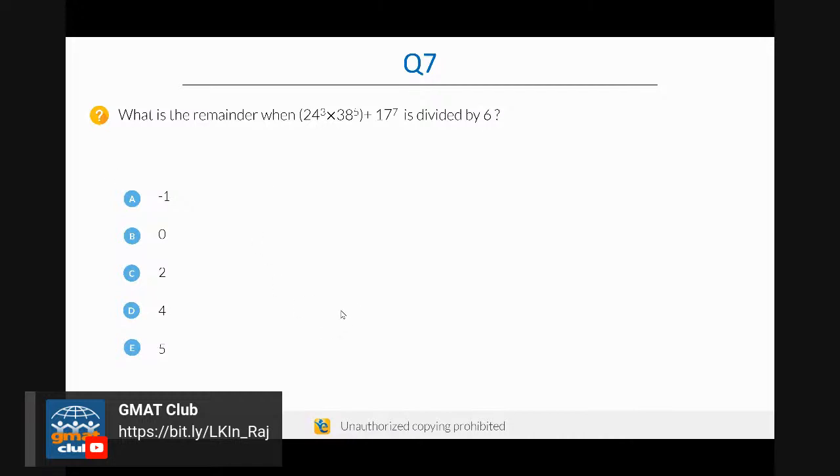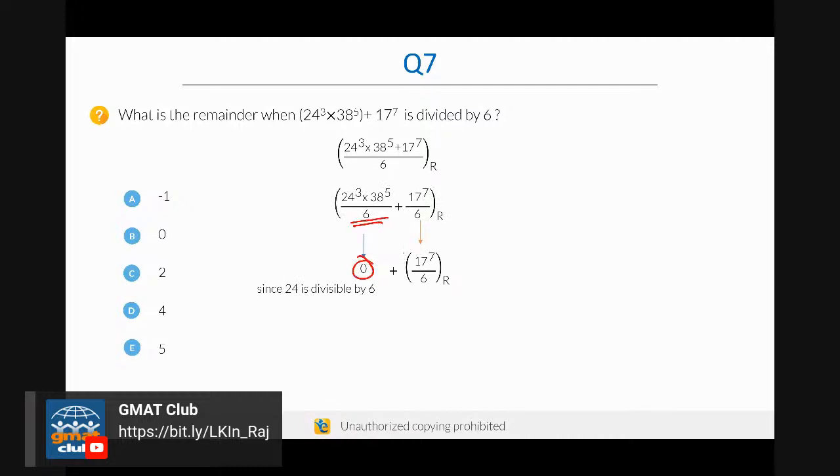Okay. So again, very similar, the same expression. What's the remainder when this complex looking expression is divided by 6? Again, we start with the same thing and we say the remainder of a sum is equal to the sum of remainders. We know that this part will leave a remainder of 0. So we have to focus on this term over here.